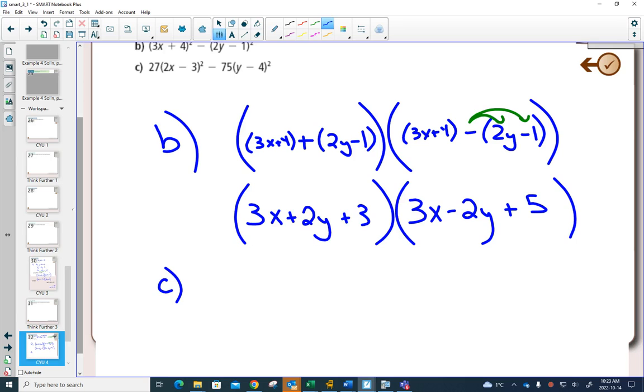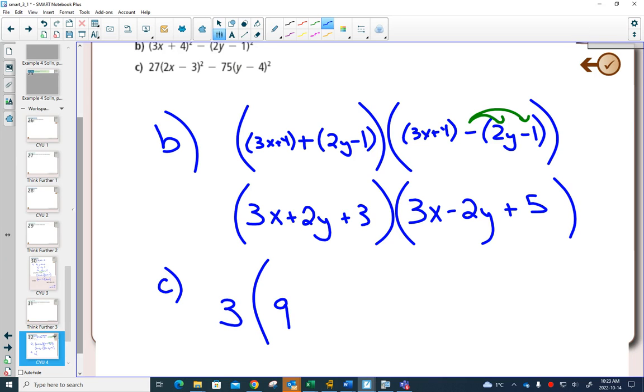In part C, again, I see a difference. My head is going towards difference of squares, but when I look at the first one, well, this is a perfect square, but 27 is not. 5 times 5 is not 27, unless you make a mistake. Right? And nothing times nothing is 75. So we can't use a difference of squares because it's not perfect. However, if you look at the two terms, 27 and 75, you might notice there's a common factor. What can divide 27 that also divides 75? 3.